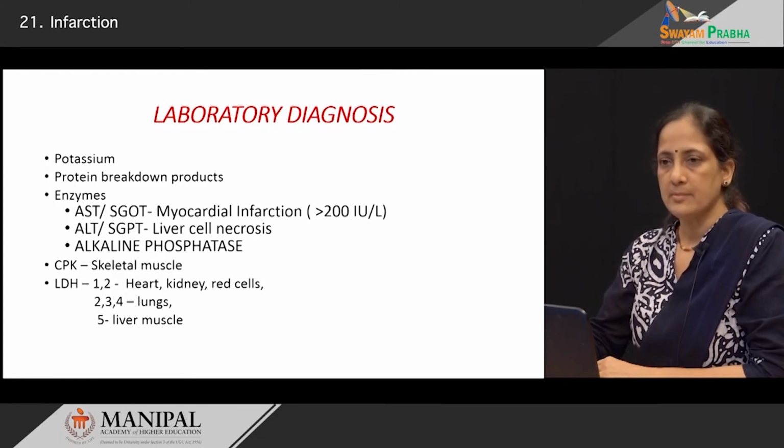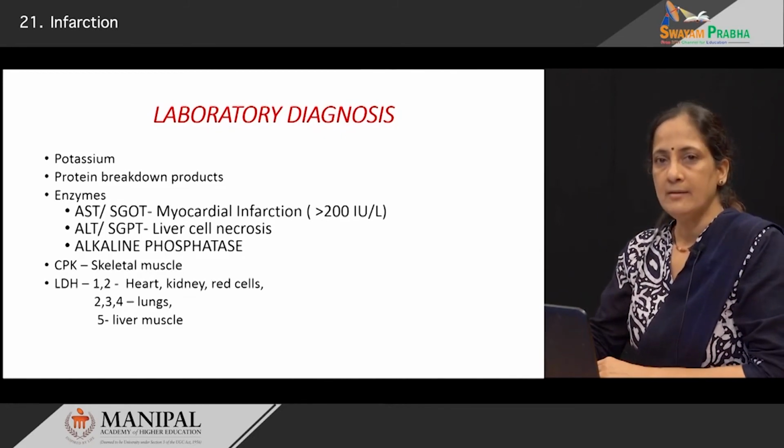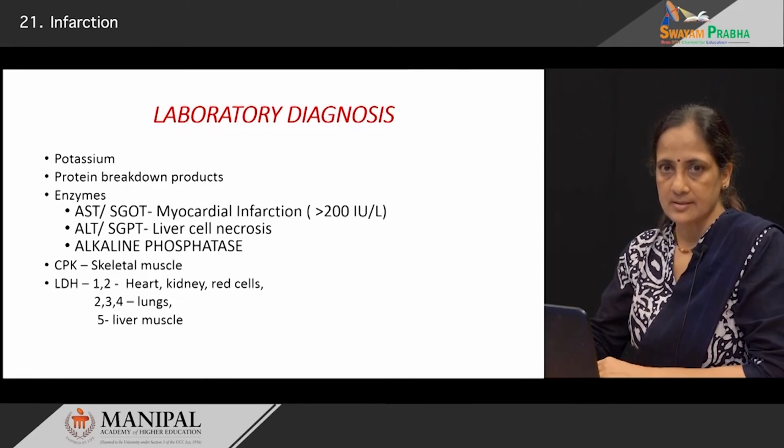The products that may be released from these necrotic cells can be protein. It can be a variety of enzymes like AST, ALT and alkaline phosphatase. CPK or creatine phosphokinase can be released from infarcted skeletal muscle. Similarly, lactate dehydrogenase of various types is seen when various cells are infarcted.